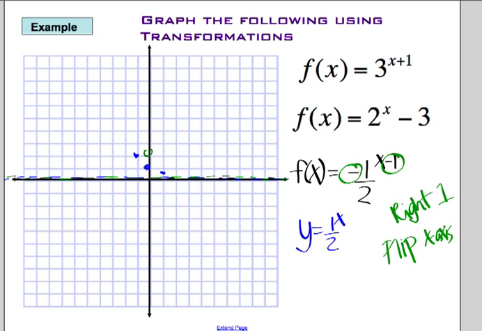So we'll move that top one right 1, and then they're going to flip down below because they're going to flip over the x-axis. Right 1 and flip, right 1 and flip. And we get our exponential function. And notice that now it's flipped into the lower part of the graph because of the negative in the front.